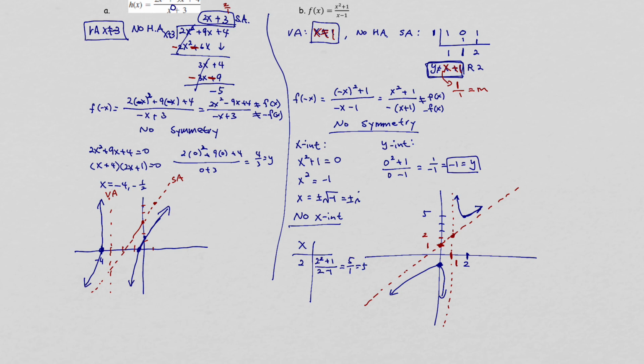And that's how you're going to graph when you have a slant asymptote. I hope this is enough examples for you to review before you do your own homework. But if it's not, let me know.